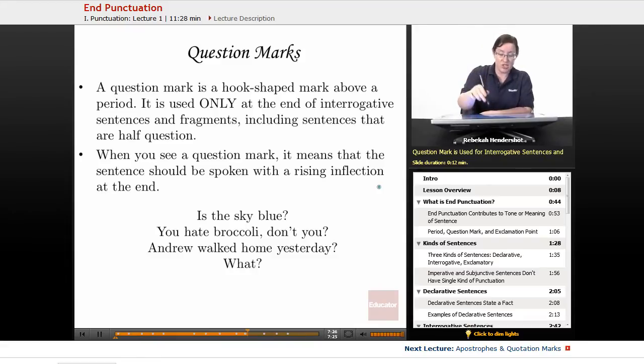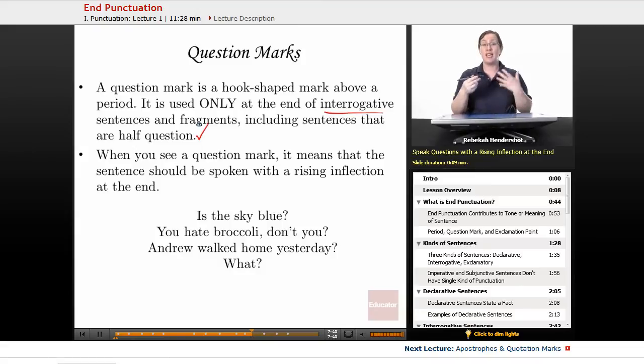at the end of interrogative sentences and fragments, including sentences that are half question, which we'll look at in a minute. When you see a question mark, this is important, it means that the sentence should be spoken with a rising inflection at the end. So listen to my voice as I read these sentences. Is the sky blue? You hear how my voice went up on blue? That means there's a question mark.